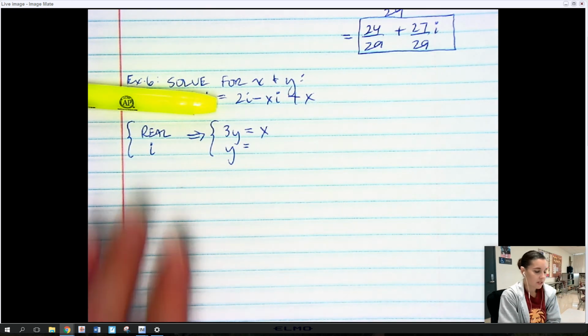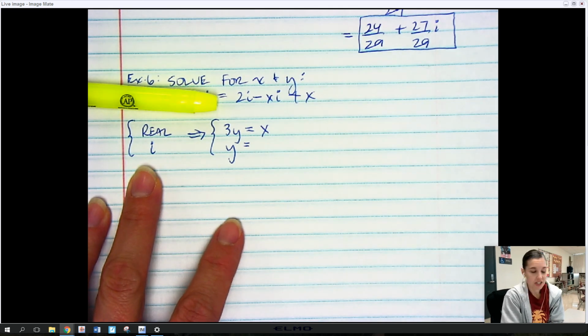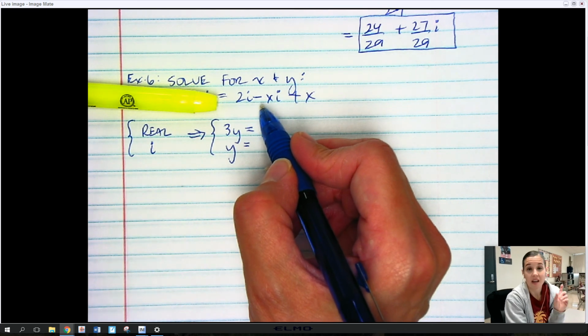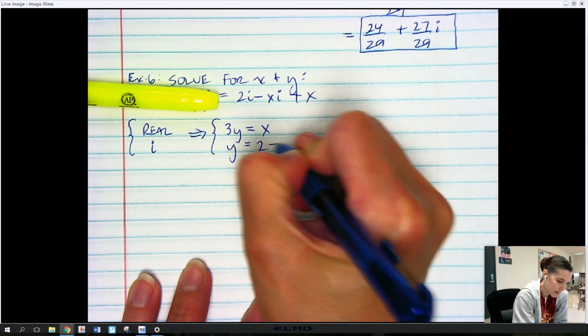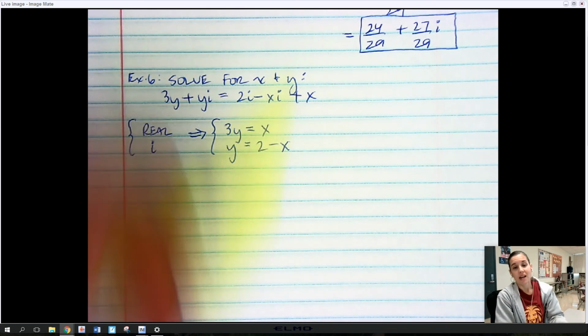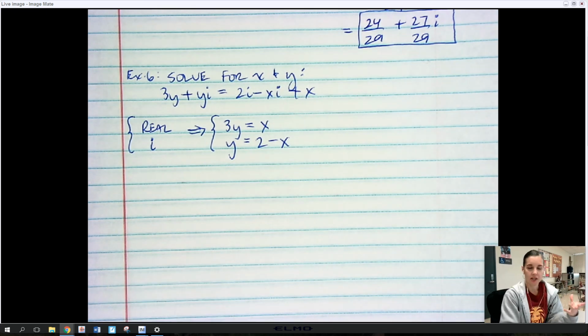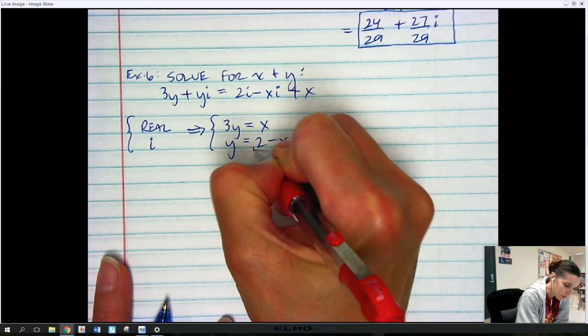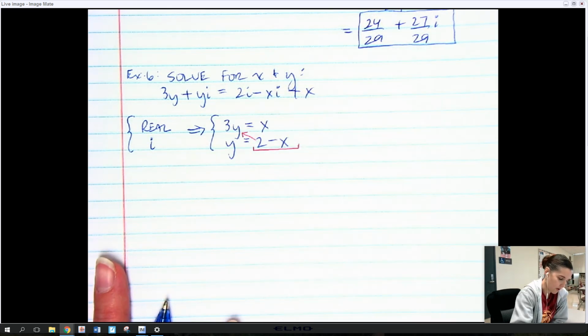Then I look at the imaginary part. What's the imaginary part I have? This one here. So I'm just going to write what I have, except ignore the i's. So I have a 2 minus x. Okay, so now what do I do? I just solve the system. And again, you can solve it however you want. I'm going to do substitution because it looks the easiest. I'm going to take what y is and plug it in for y.